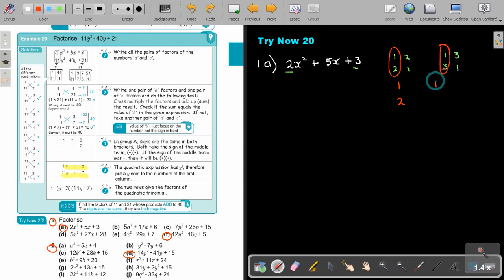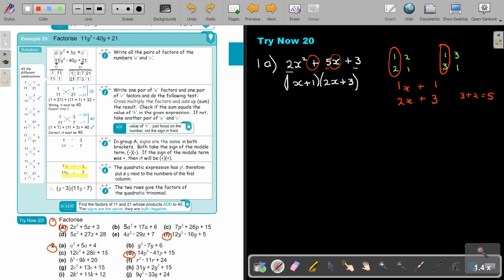1, 2, 1, 3. So remember, can I show you again? This is going to be 3 plus 2, which is going to give me that 5 there, the middle term. And then the signs are the same, and both is this sign. So positive, positive. This is x squared x, so I write actually that. X, x. So my final answer will be x plus 1 and 2x plus 3.